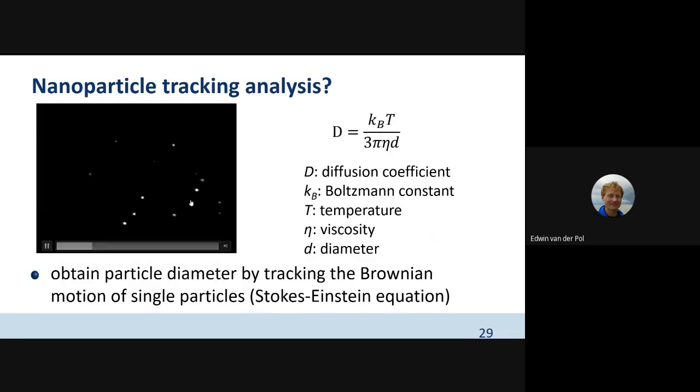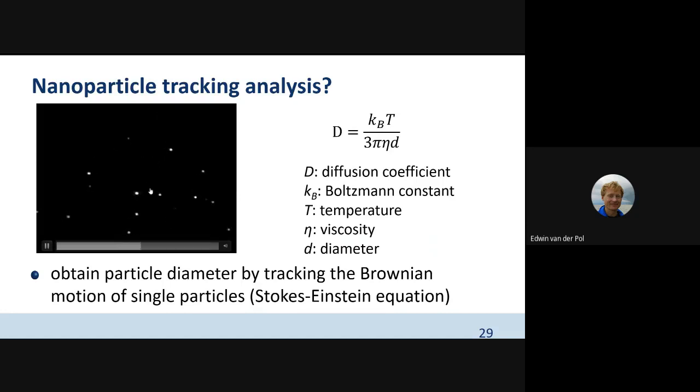Instead, the diffusion, so the displacement or the speed of these particles, is used to determine the diameter, because according to the Stokes-Einstein equation, which you see here on the right, the diffusion coefficient, so basically how fast these particles move, is equal to this formula here, where Kb is a constant, T is the temperature, eta is the viscosity, and d is the diameter. So if you know the viscosity and you know the temperature, then by measuring the diffusion coefficient, you can derive the diameter. So that's what this technology does.